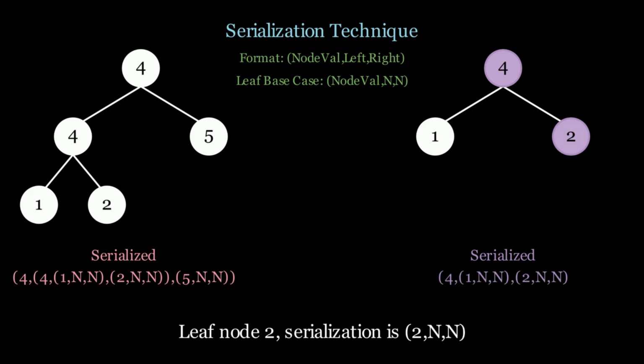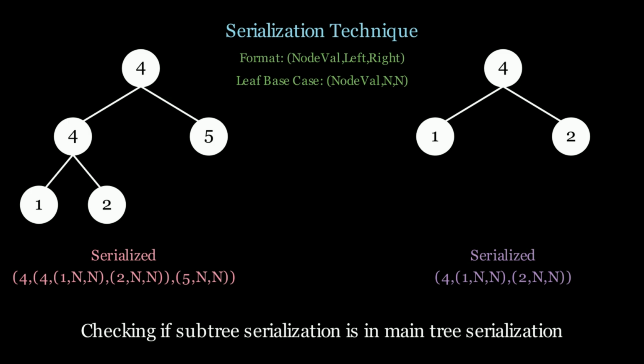And then finally, we go back up to 4 and we close out the parentheses. All right, now we represented both trees as strings. We only iterated through each tree once. And so the final check is to detect if the serialized string for the subroot exists in the serialized string for the root. And in this case, it does.